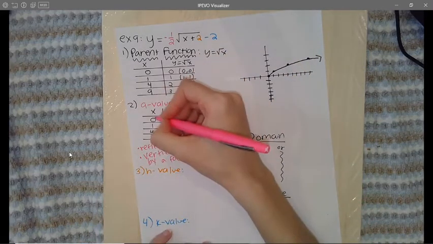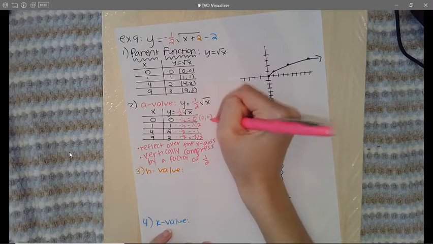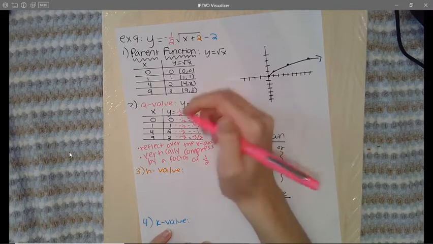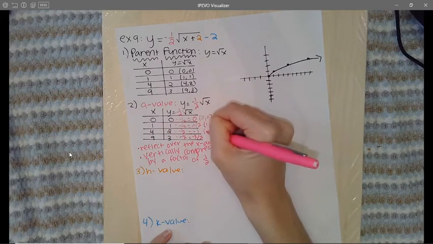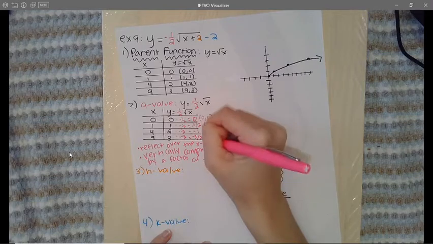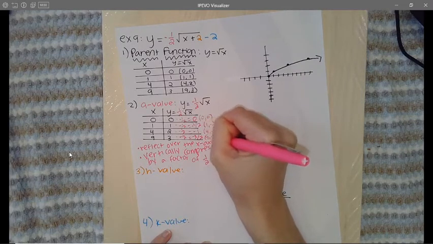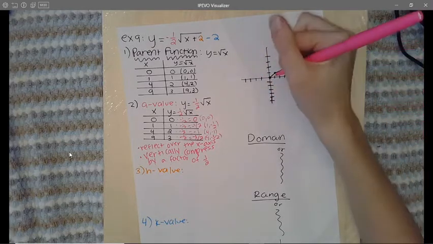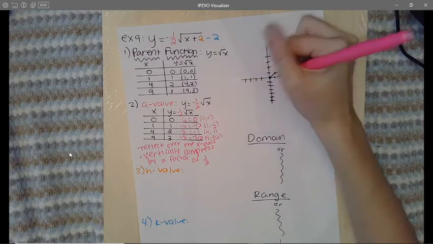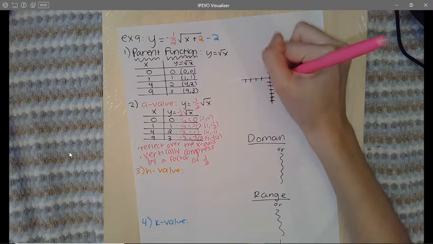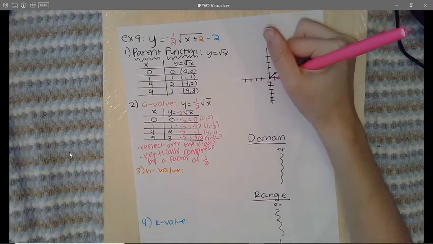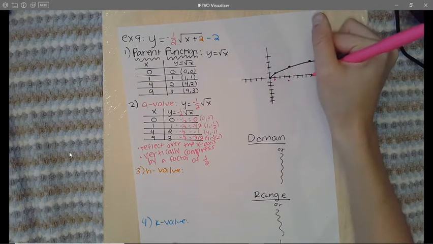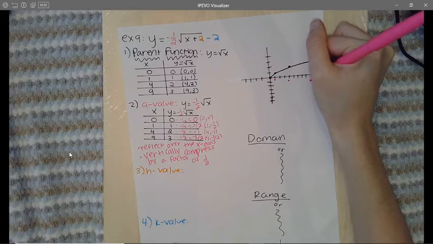All right, so my points are 0, 0, 1, negative 1/2, 4, negative 1, and 9, negative 3/2. Okay. All right, so let's get to plotting these points. Let's see what happens. I'm already excited, you guys. So 1, negative 1/2, 4, negative 1, and 9, negative 3/2.